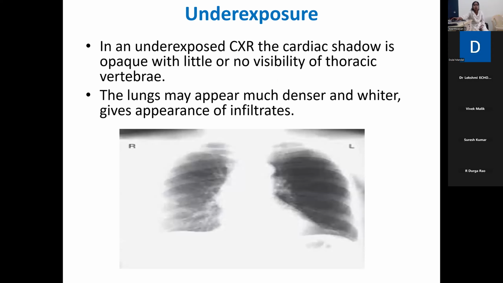Okay, so what about the exposure of this X-ray? Can you see the lower thoracic vertebra here? No. What about the heart? The heart is completely opacified. It is appearing much whiter. And what about the lungs? Can you see the markings very clearly? The lungs are appearing more dense, much denser and whiter. In this kind of film you cannot visualize the mediastinum properly, and it will give the appearance of infiltrate, a pseudo infiltrate, so you may interpret it wrong. You should be able to just see the thoracic vertebra, which is not at all seen here. So this is an underexposed film.